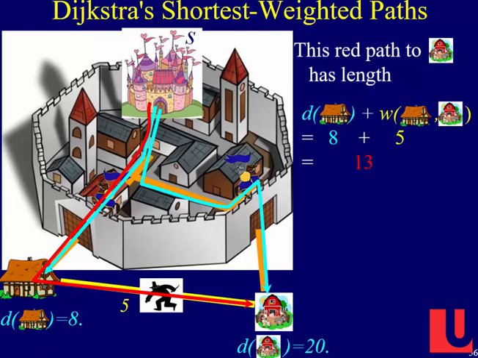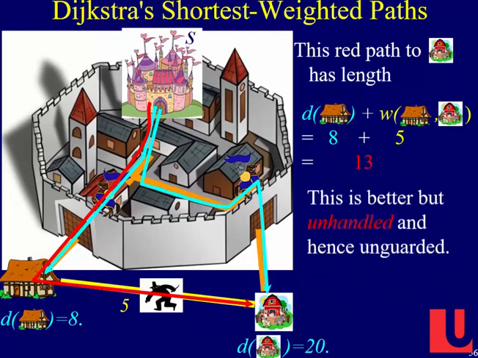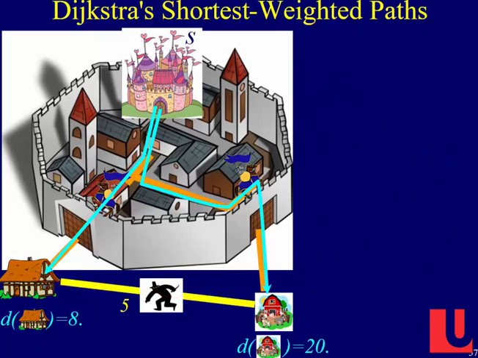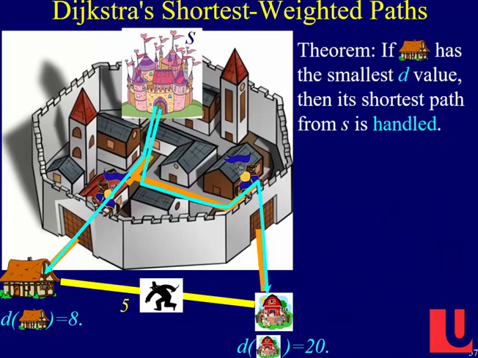So the length, this is just repeating. What's the length of the red path? It's the 8 plus the 5, which gives you 13, right? It's better than the unhandled one, but it's not guarded, right? Right? So now what we want to say here, everybody good at what we're doing so far?